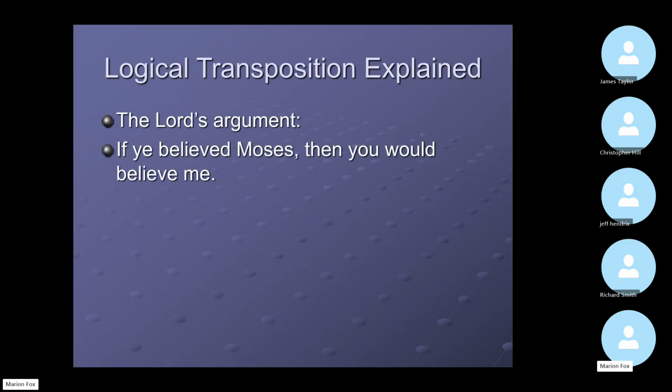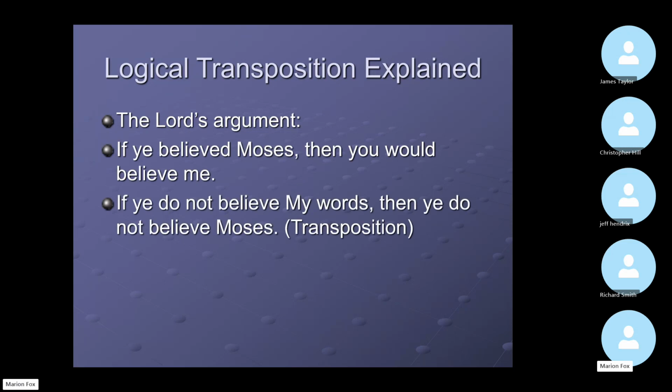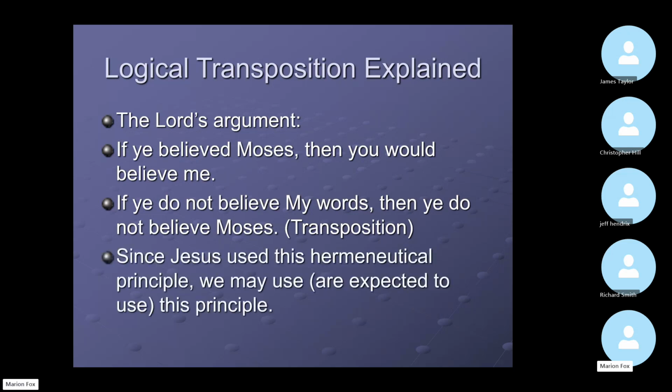The Lord's argument is, if you believe Moses, then you believe me. If you do not believe my words, then you do not believe Moses. That's transposition. Since Jesus used this hermeneutical principle, so you didn't believe my words, therefore you didn't believe Moses. Since he used this principle, we may use it, and in fact, are expected to use it. The Lord used it, and he is a pattern for us, according to 1 Peter chapter 2.